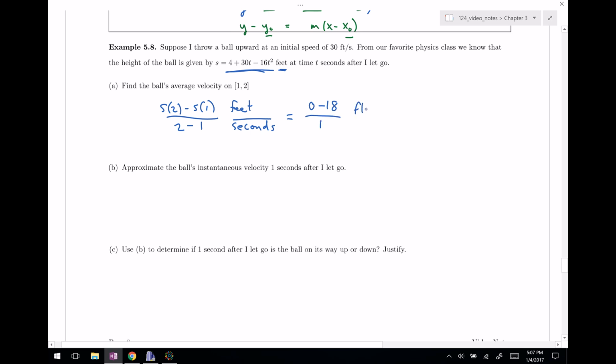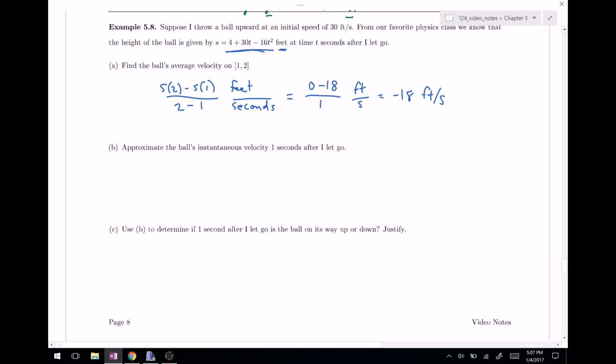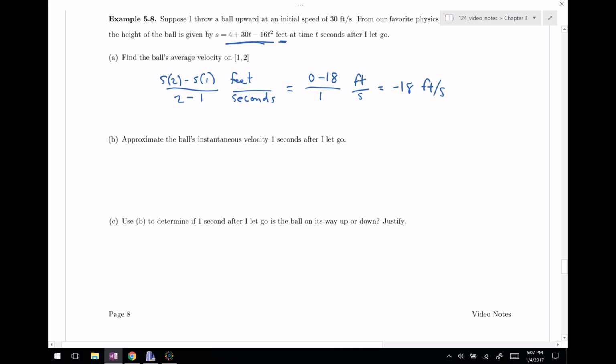Again, my units are feet per second. So that's going to be negative 18 feet per second. So on average, the ball is going negative 18 feet per second on this interval from 1 to 2. So that's really information that we could have used in 3.4, right? This is a question that definitely belongs in 3.4. How about part B? The ball's instantaneous velocity, 1 second after I let go.